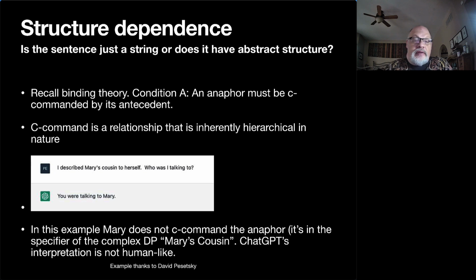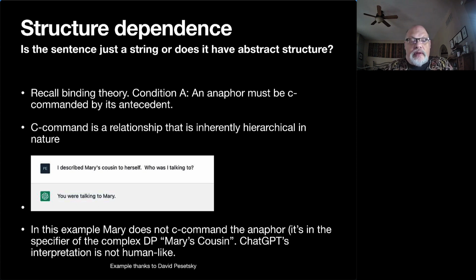Now let's take a sentence like, I described Mary's cousin to herself. A human will tell you that, who was I talking to? I was talking to Mary's cousin. I wasn't talking to Mary. I was talking to Mary's cousin. The reason for that is the noun phrase Mary's cousin C-commands the anaphor herself. Mary does not C-command herself. Mary is embedded inside of that noun phrase, Mary's cousin.